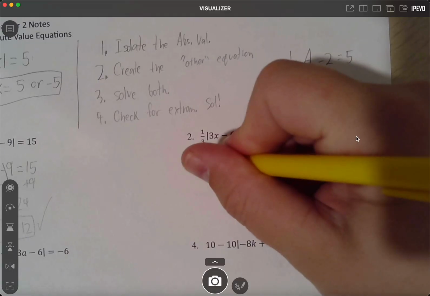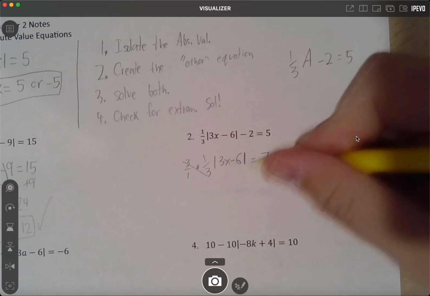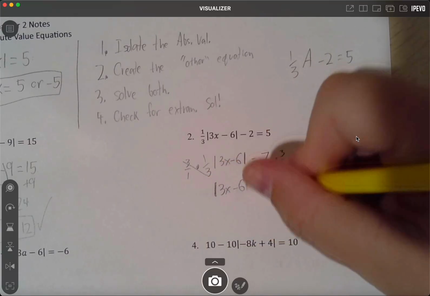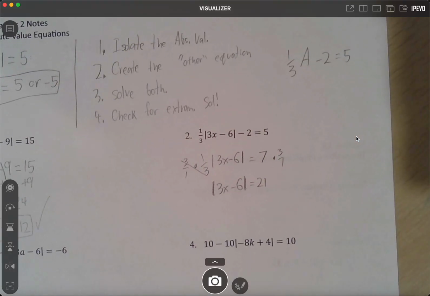I would multiply by the reciprocal to get rid of my fractions. 3 over 1 is just 3. Now I have absolute value 3x minus 6 equals 21. All right, that's all we're doing in this case.